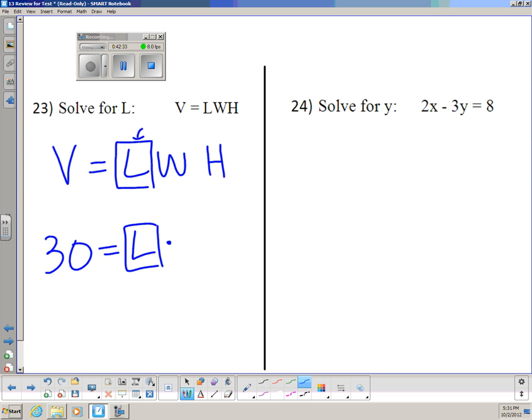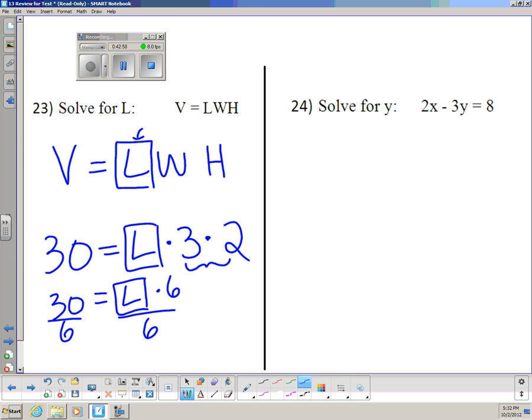The L I'm going to leave alone, times, because it's a letter next to a letter, without anything in between, W, let's say, is a 3. And H is a 2. Okay? Well, I can do 3 times 2 here, which is 6. So I get 30 equals L times 6. And I would divide by 6 because that's the opposite of what I'm seeing. And L would be 5. The key is I'm dividing by the 3 times 2, which became a 6. I'm just dividing by that, by these guys, the 3 times 2.